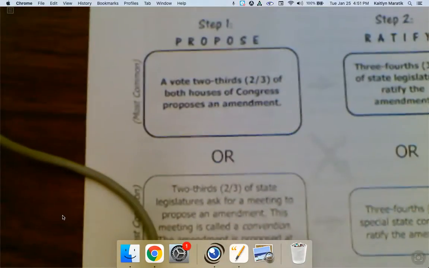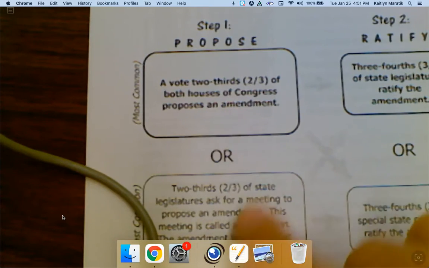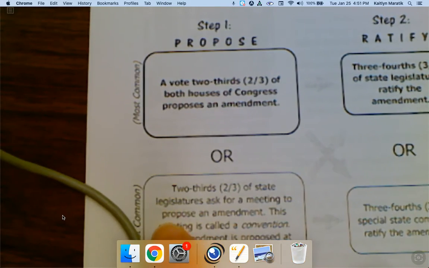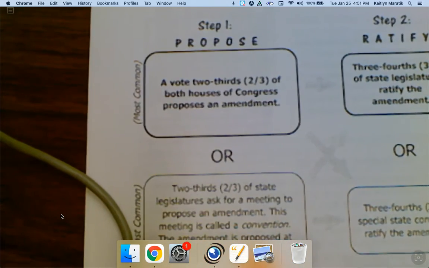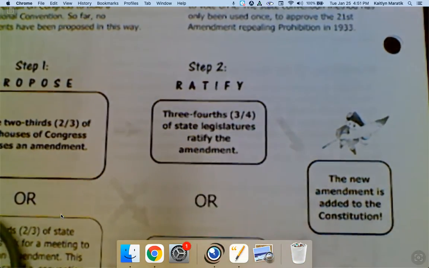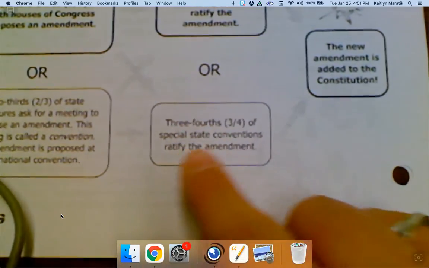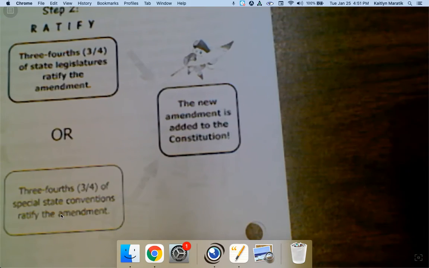So, step 1, a vote. A 2/3 vote of both houses of Congress to propose, or 2/3 of the state legislatures act for a meeting to propose the amendment. That's called a convention. The amendment is proposed at the national convention. Step 2, ratify. 3/4 of state legislators ratify the amendment, or 3/4 of special state conventions ratify the amendment. And then, the new amendment is added to the Constitution.